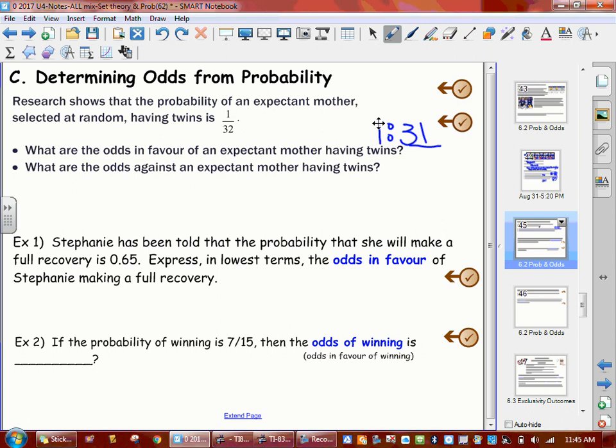Good. Okay, now we're going to do odds against. What do I do to the numbers? Flip them. 31 to 1. Perfect. All right, let's take a look at the next one.